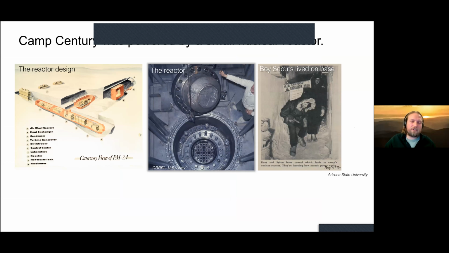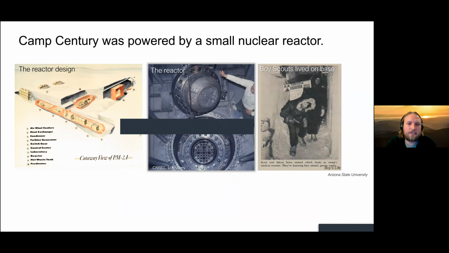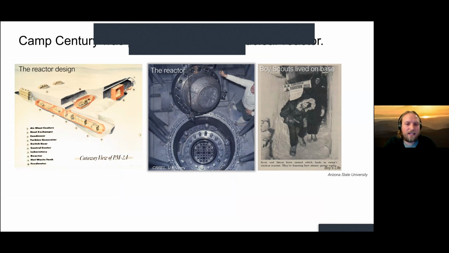Camp Century was built at the apex of the atomic era. And so this place was actually powered by a small nuclear reactor. And so later in this propaganda video, they show them activate this reactor for the first time. And it was enough electricity or energy to supply electricity for almost 100 soldiers and engineers working at Camp Century.